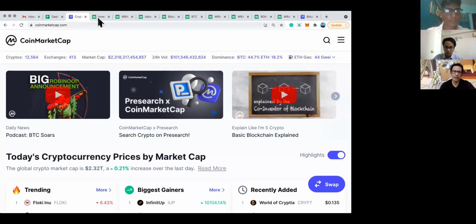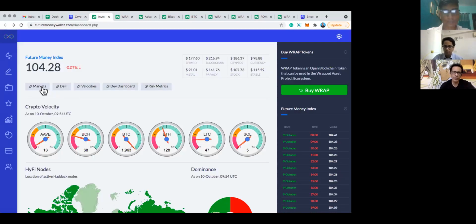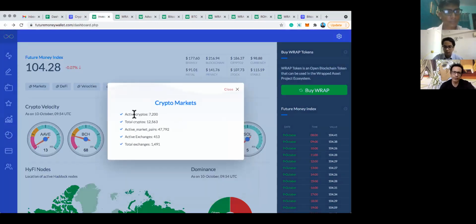Now let's dive a little bit in and see more metrics. For example, another thing that we look at is the total number of active cryptos in the market as compared to the total number of cryptos. As of right now, there are 12,563 cryptocurrencies of various types, and I'm going to get into the types of cryptos. Out of which 7,200 are actively being traded, and the rest of them, which we usually don't consider, are inactively being traded.